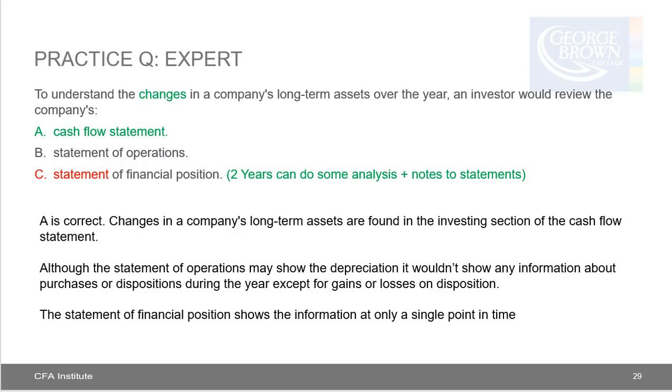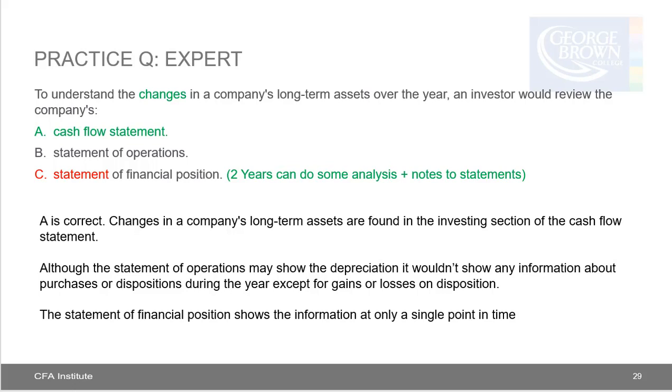It's showing the snapshot. Okay, with 2 years, yes, you can do some analysis and look at the notes to the statements. But if you're just looking at the statement of financial position or the balance sheet, you will not see the changes over the year, okay? The statement of financial position is only the single point in time. So that's the one thing. Maybe some people might have thought, oh, long-term assets, that's on the balance sheet, I'm going to look at C.